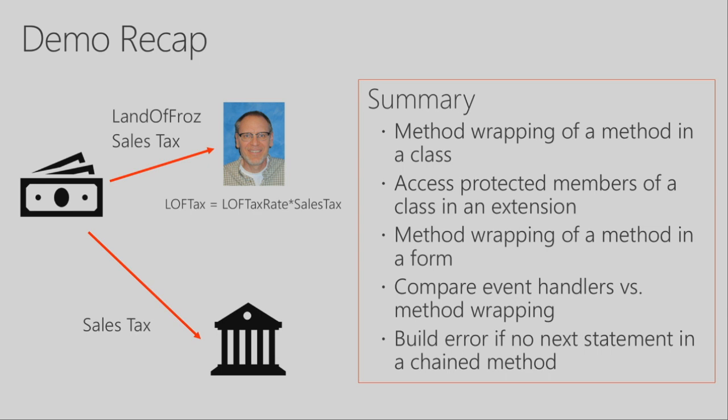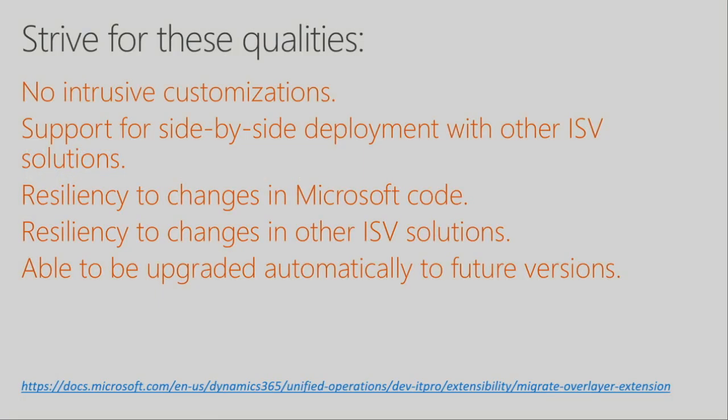There are a few things it doesn't work with, data sources, so basically nested classes it doesn't work with, for example. We briefly compared event handlers versus method wrapping, so we looked at the signatures there. And we saw that there's a build error if no next statement is in the chain method. So hopefully you got a good feel for this new feature that we're pretty excited about internally. So we're going to talk briefly about some best practices and then wrap up.